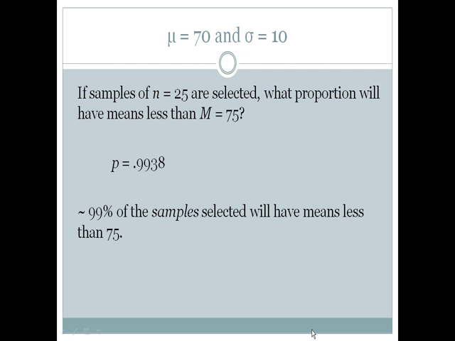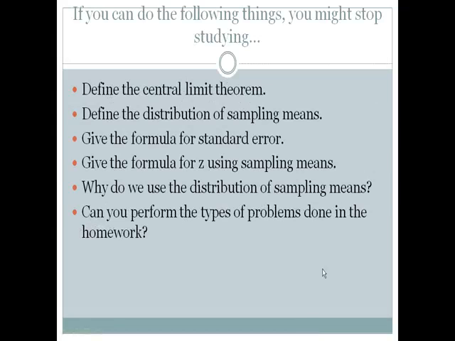And I'm going to end this video with a quick checklist. If you're able to accomplish the following things without using the book or notes, then you have a good beginning grasp on the distribution of sampling means as we're using it in the next couple of chapters. One is, can you define the central limit theorem, or give the 3 things that follow from the central limit theorem that we talked about in the video?